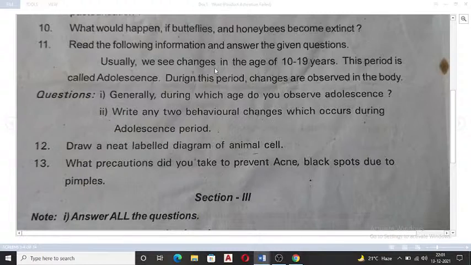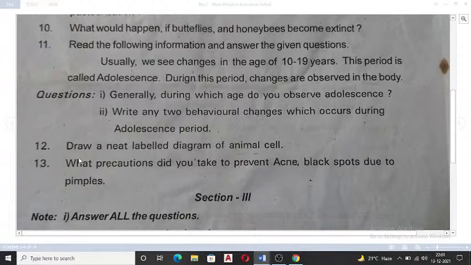In the paragraph-based questions, one will be a known question and another will be related to that chapter, and you have to write it. So you can write many: appearance of pimples, acne on the face, changes in body shape, change in voice, Adam's apple in boys. You can write many such changes.